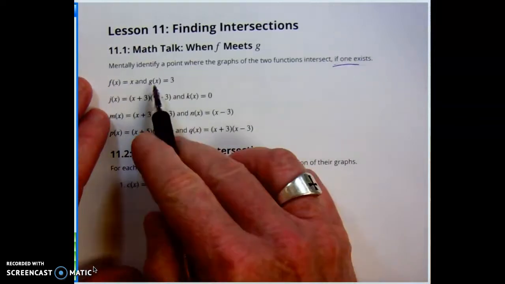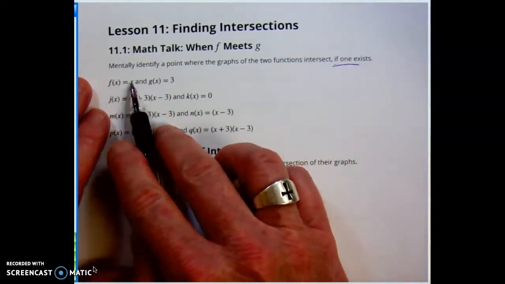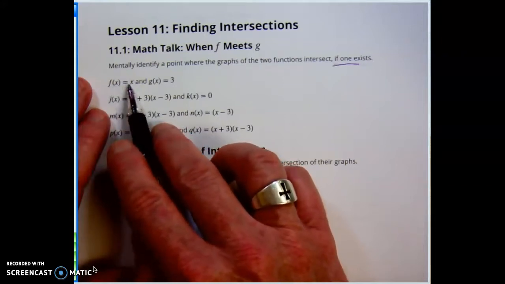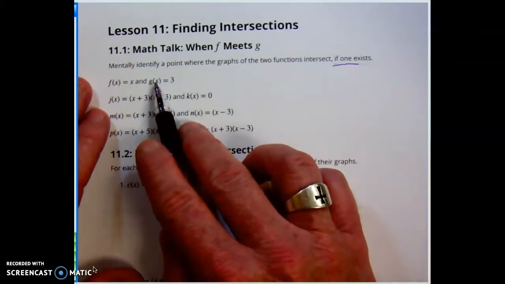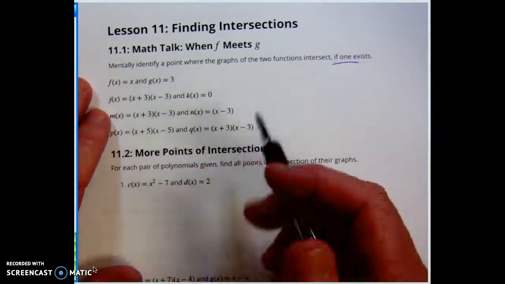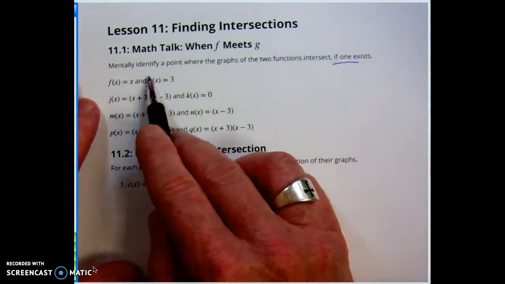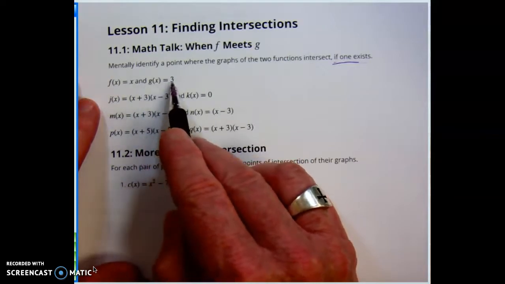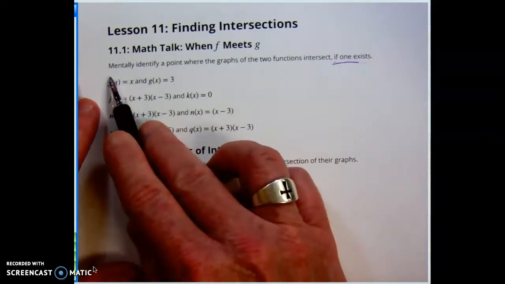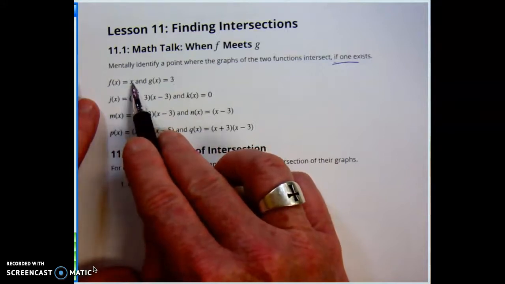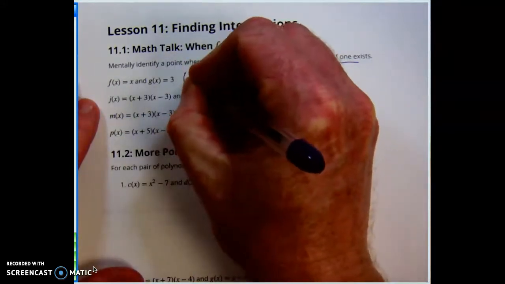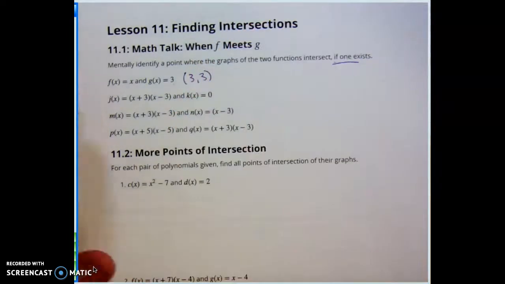So if we think this through, okay, we've got f of x equals x. So that means the x and the y are the same amount, okay? And on the other equation, g of x equals 3. Well, based on what we know, if g of x equals 3, that's the same thing as saying y equals 3. So the y value is always 3. Well, if the y value is 3, then the x value must also be 3. So I think those intersect at the point (3, 3). Okay, so we're connecting what we already know about graphing, just looking at two graphs at the same time.